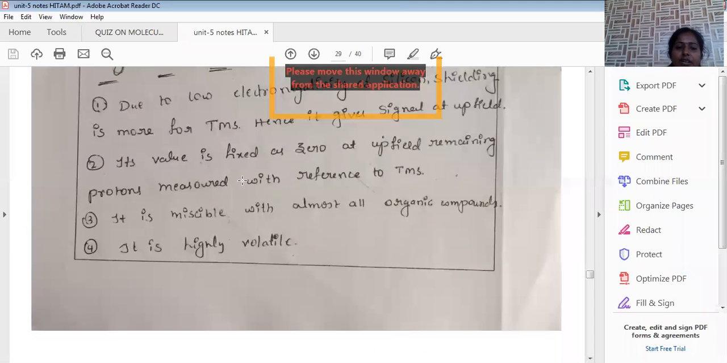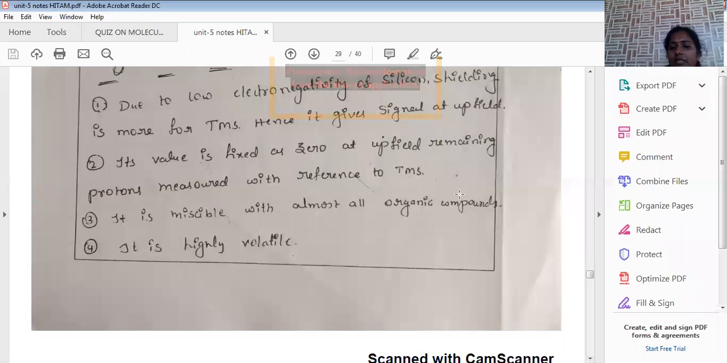And the next one is, it is miscible with all kinds of organic compounds. It acts as the best solvent to dissolve all the organic compounds. So this is another factor to choose tetramethylsilane as the standard compound. And the next is, this compound is highly volatile in nature. Means after identification, after testing this, it is not required to remove the tetramethylsilane.